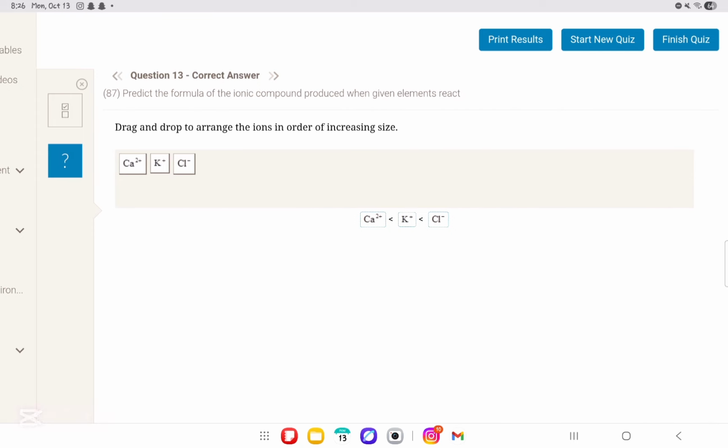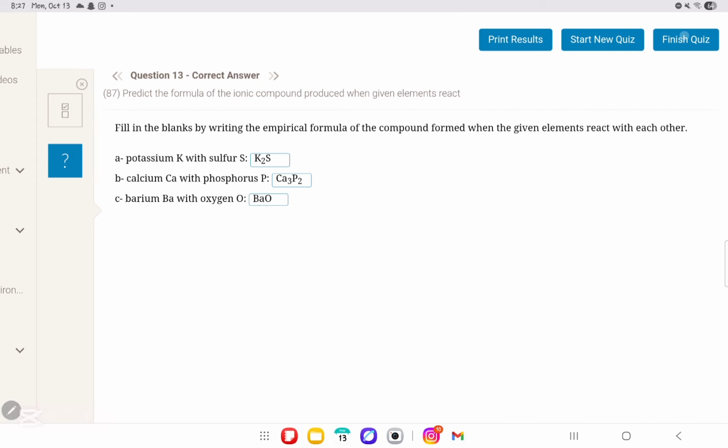We move on to question number 13. What does it say? Okay, question number 13. Now it regards the naming of compounds. Now, they told us potassium reacts with sulfur. Looking in the periodic table, you will need to know what is the charge of potassium and what's the charge of sulfur.